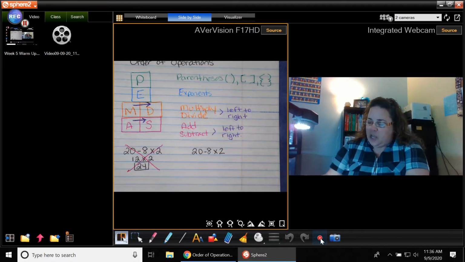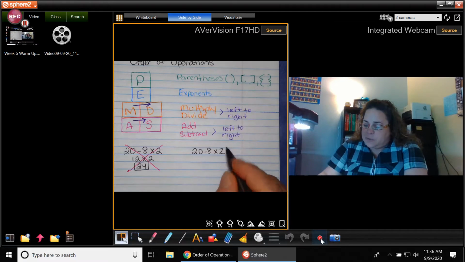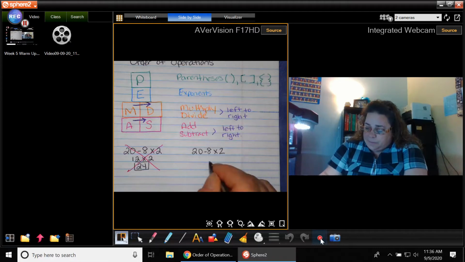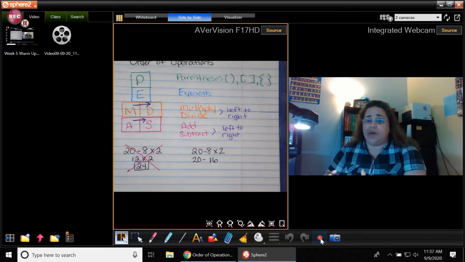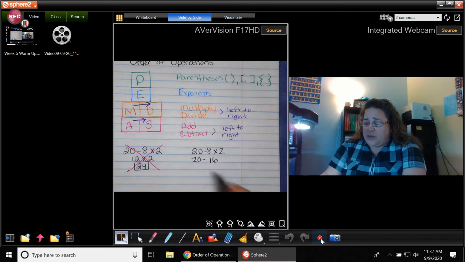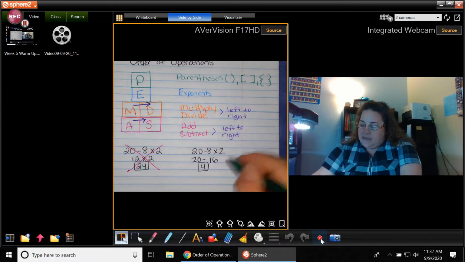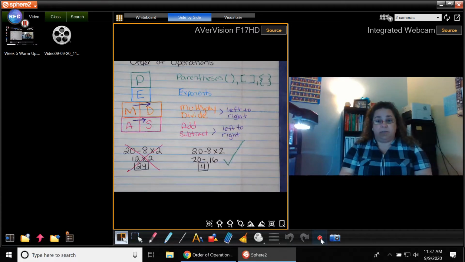It's telling me that I should multiply. Okay, so I should multiply first, which means I have to do 8 times 2 first. So 8 times 2 is 16. Then I bring down the rest of my problem, and I do that very carefully and make sure I don't change anything, okay? So now the rest of my problem is 20 minus 16. 20 minus 16 is 4. So 4 is my correct answer because I followed the order of operations. Okay?